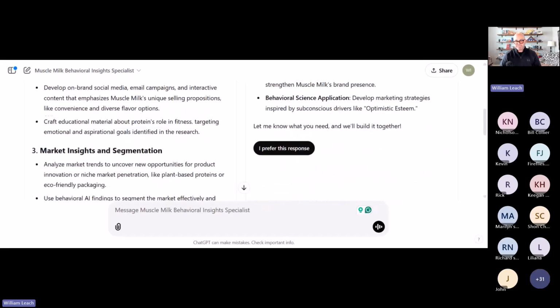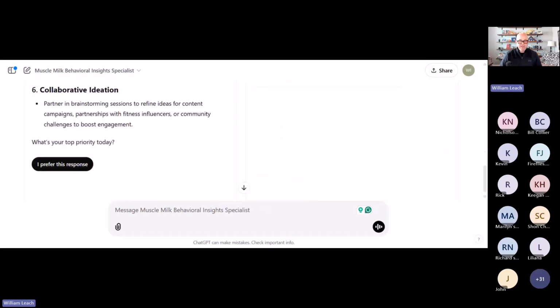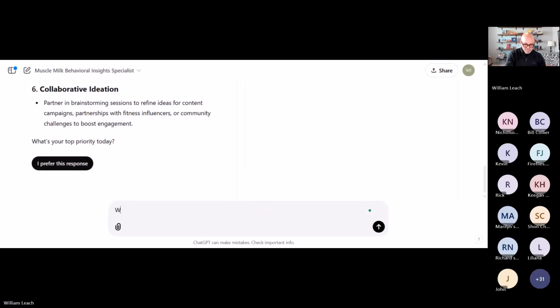So behavioral science application. Let's just say I'm sitting here in a meeting, and I hear that we're going to do some ideation based on these results. So let's just type it in here. Hopefully this does something good. I'm going to say, what are some new product ideas that would fit the two mind states uncovered in the research? Let me change that. And let's see what it comes up with.